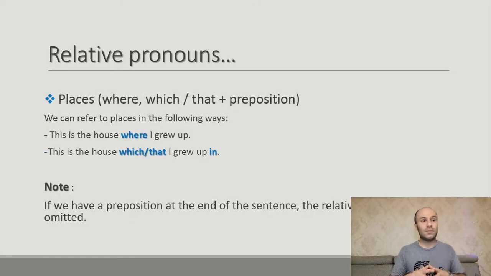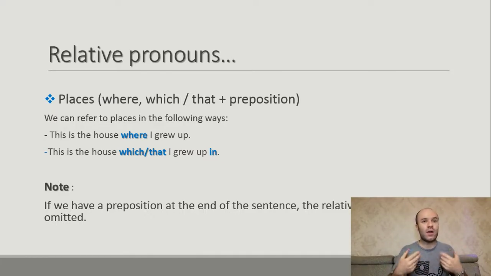So when we want to speak about places, we use where or which or that plus preposition. Okay? So one of them, if we want to use that, we have to use a preposition. I will explain for you. We can refer to places in the following ways. There are two ways when you want to mention a place.